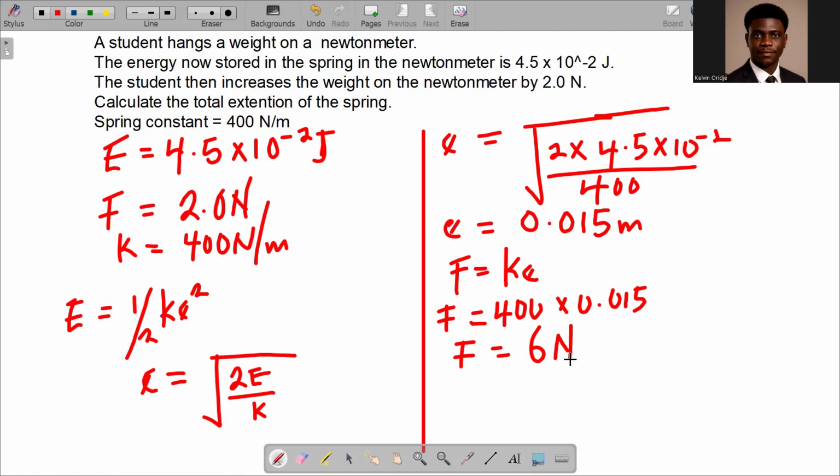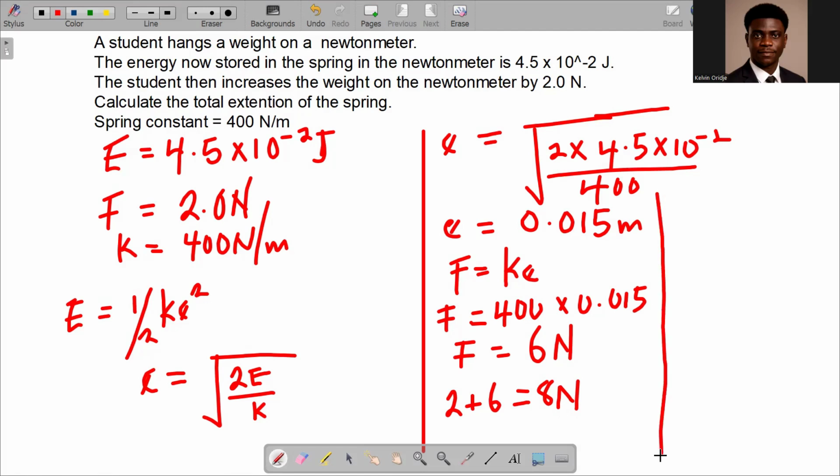And when this force was applied, an energy of 4.5 times 10 to the power of minus 2 was stored in the spring. So when this force was increased by 2, the new force is 6 plus 2, which is 8. He said we should find the extension. So when it is increased by 2, the force becomes 8. And what extension will this 8 Newton cause on the spring?